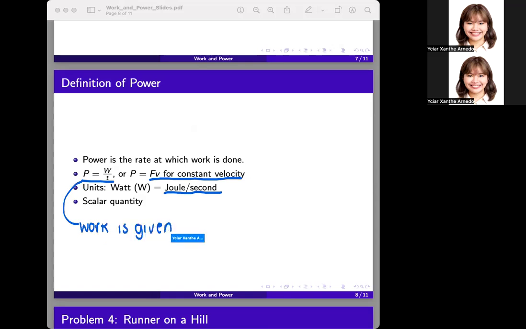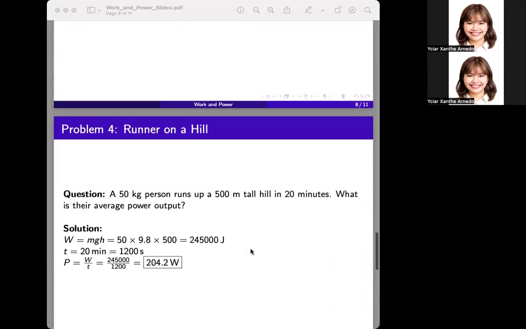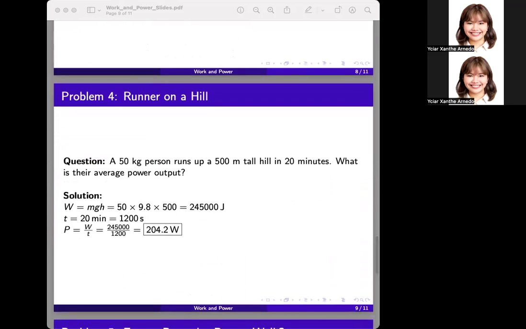So this is a bit trickier because we need to determine first the components of force and velocity that face the same direction, which is similar to how we obtained work. But just like work, power is a scalar quantity. It can be positive, negative, or zero depending on the magnitude of work.